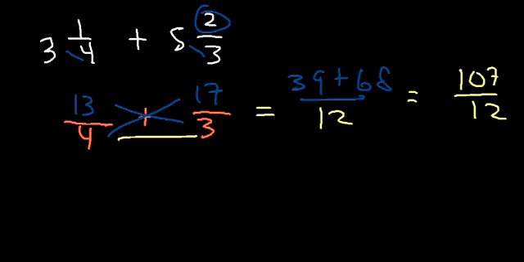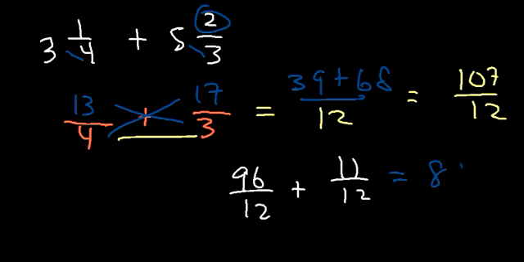And then if you want, you can convert that into a mixed number. Let's see, how many times does 12 go into 107? I know that 96 is a multiple of 12. And 107 minus 96, that's 11. 96 divided by 12, that's 8. So this is, as a mixed number, 8 and 11 over 12.